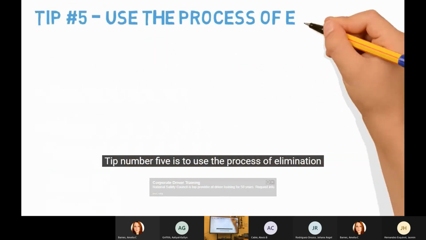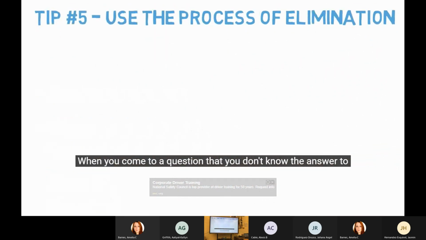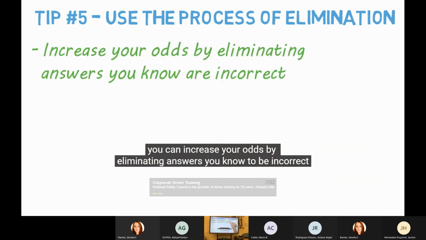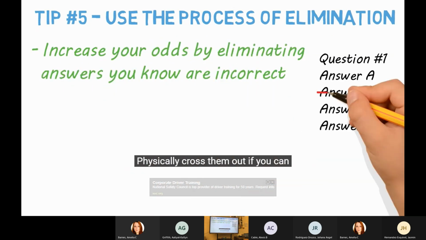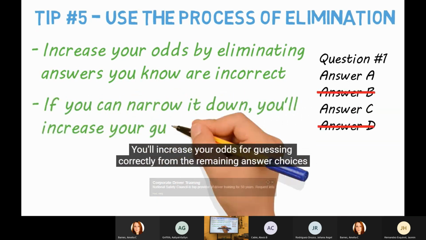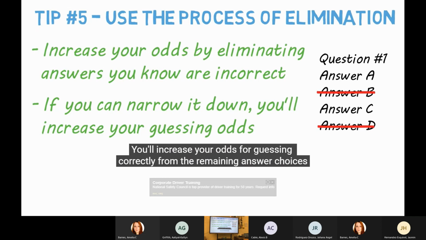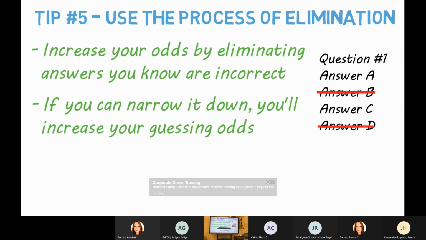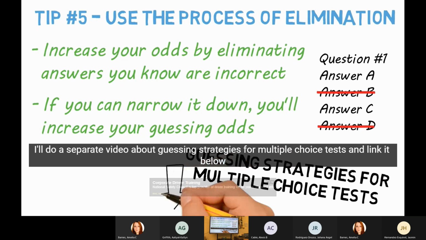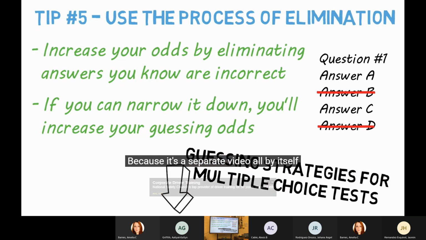Tip number 5 is to use the process of elimination. When you come to a question that you don't know the answer to, you can increase your odds by eliminating answers you know to be incorrect. Physically cross them out if you can. If you can narrow it down to 2 or 3 answers, you'll increase your odds for guessing correctly from the remaining answer choices. I'll do a separate video about guessing strategies for multiple choice tests and link it below, because it's a separate video all by itself.